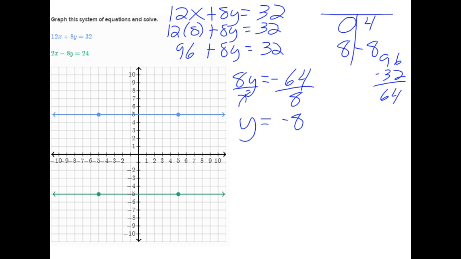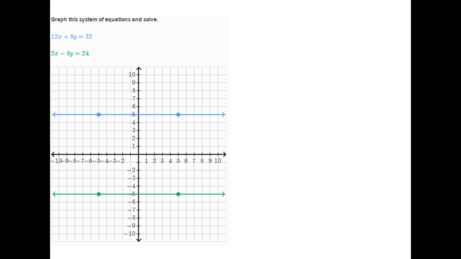Then you go to your other equation, which is the green equation in this problem. Actually, in all of them. First one will be blue. Second one will be green. Start off with 2x minus 8y equals 24. T-table, 0. And then I'm going to use the 8 again because the 8 is in front of the y.